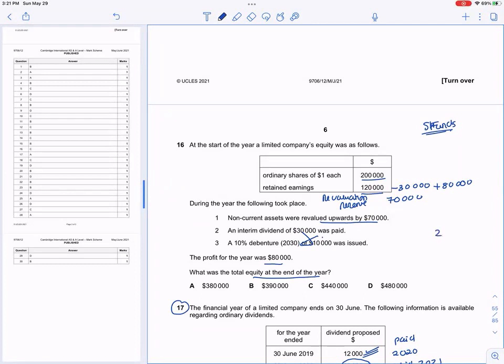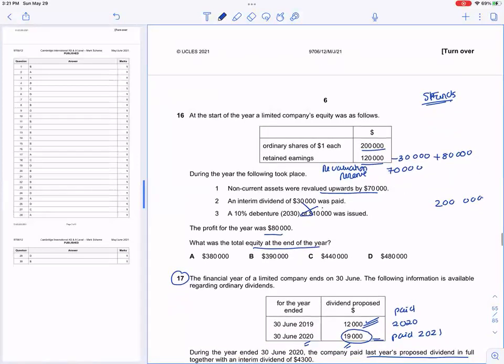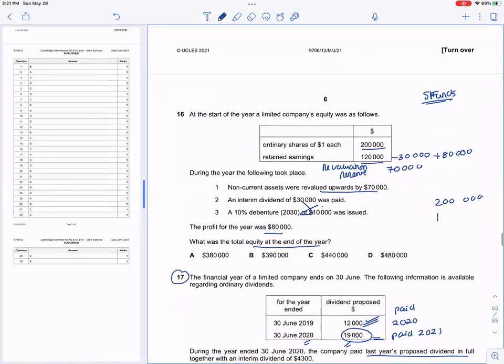So 200,000 for ordinary share capital, retained earnings 180 take away 30, 170,000, and revaluation reserves another 70,000. So total value of equity will be 200,000 plus 170,000 plus 70,000. The total value of equity will be 440,000. What about the profit and all? I added now.